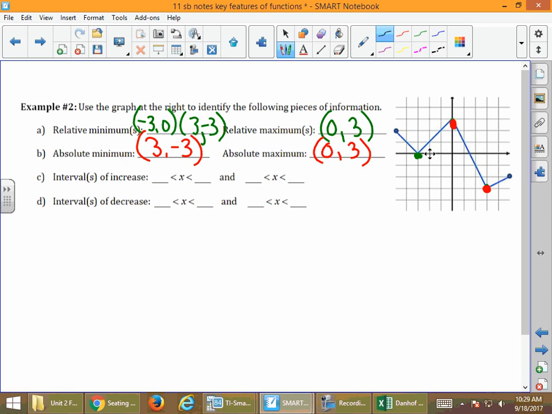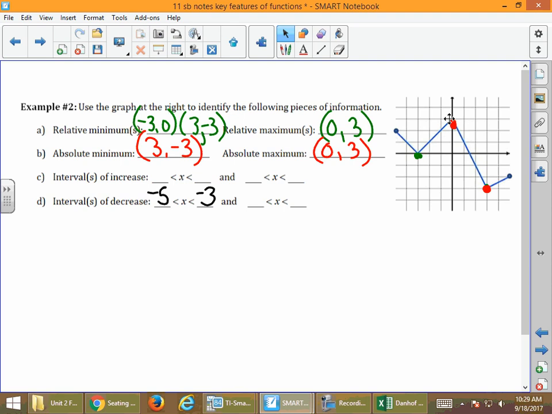And our point that's farthest to the left, 1, 2, 3, 4, 5, is -5, down to our green point that's farthest to the left, at -3. That's where our graph decreases. Well, when we get to that green point, we start going up. So here's our green point. We're going to go up, and when we're going up, we're increasing.